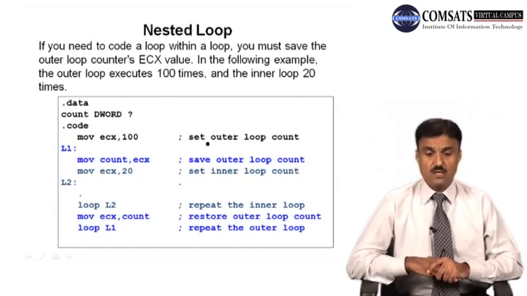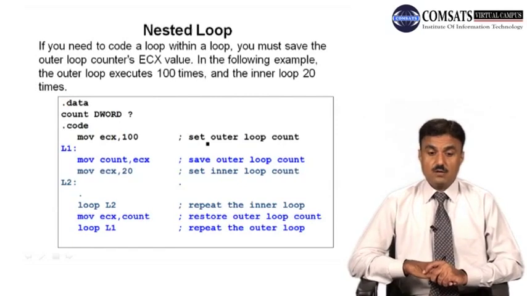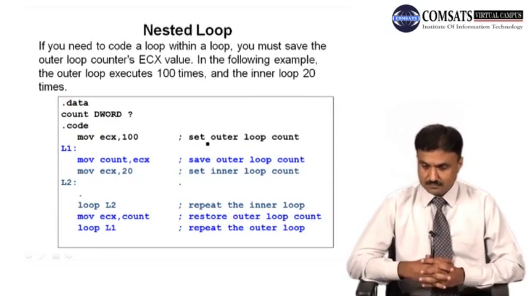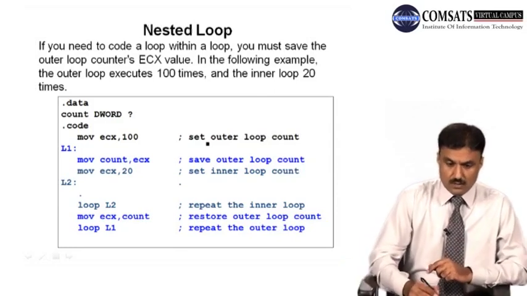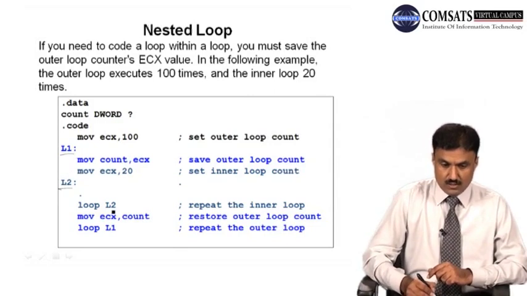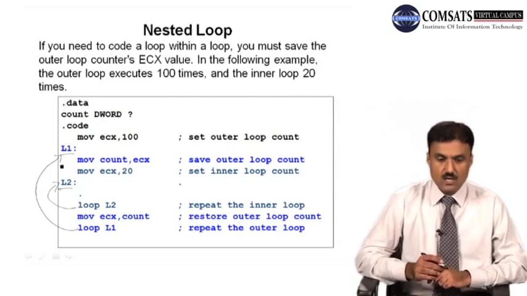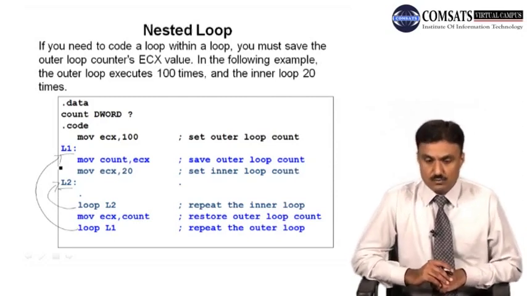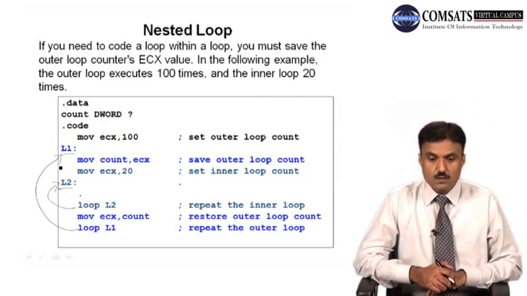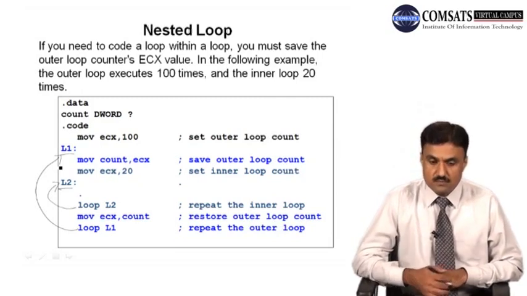Then we have nested loops. If you need to code a loop within a loop, that means nested loops. So for example, here you can see we have L1, we have L2. This is the loop, and this one is the outer loop. So this is called nested loops. If you need to code a loop within a loop, you must save the outer loop counters.